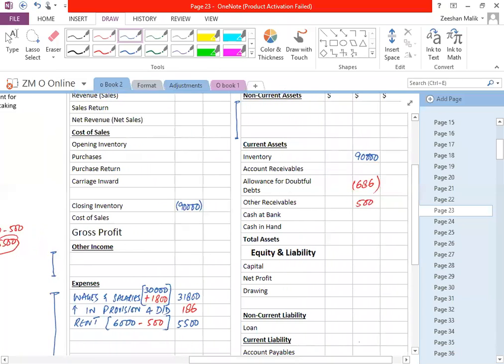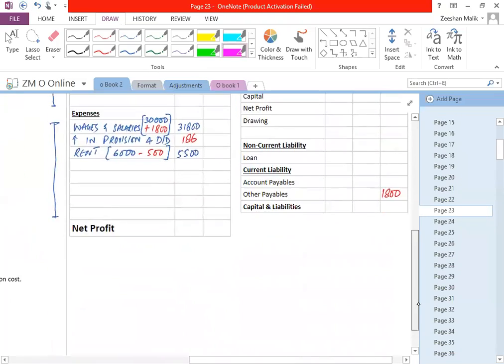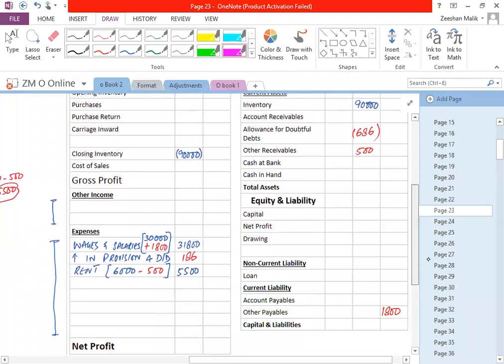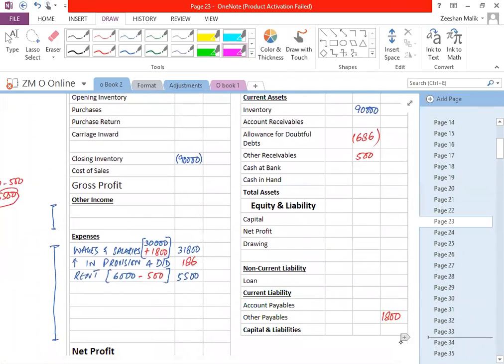अक्रूड से एक्सपेंस बढ़ता है, प्रीपेड से एक्सपेंस कम होता है. अक्रूड एक्सपेंसेस करंट लायबिलिटी है, प्रीपेड एक्सपेंस करंट एसेट्स हैं.